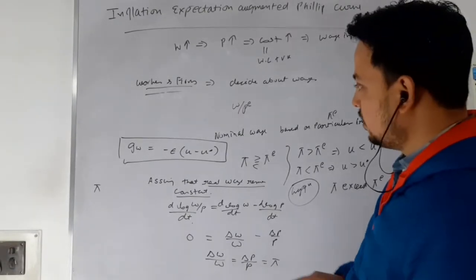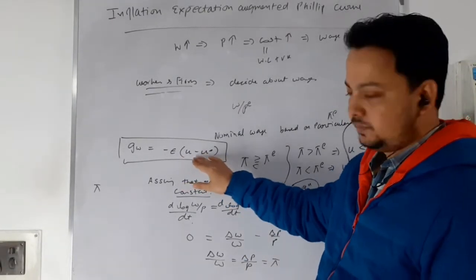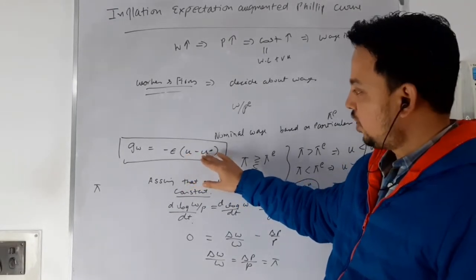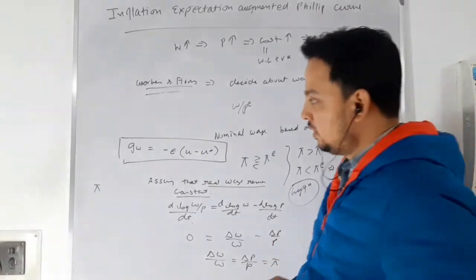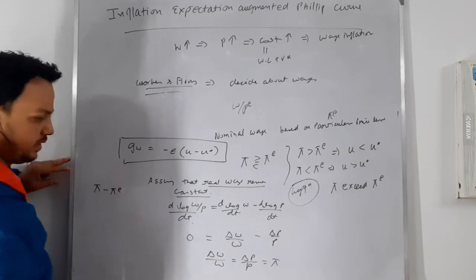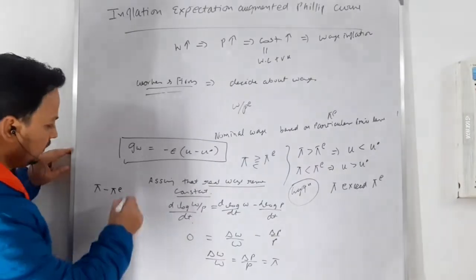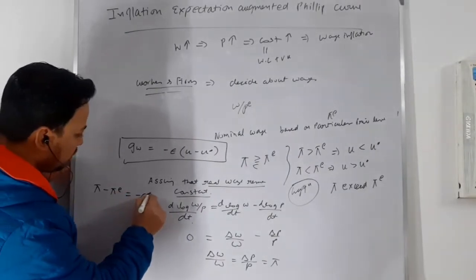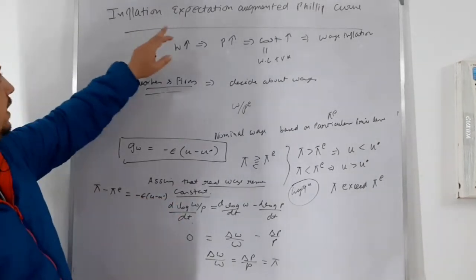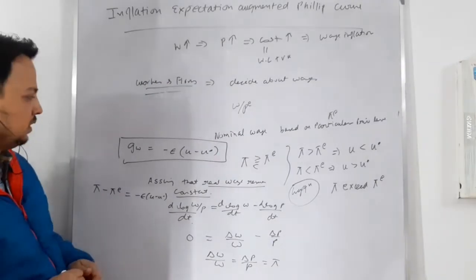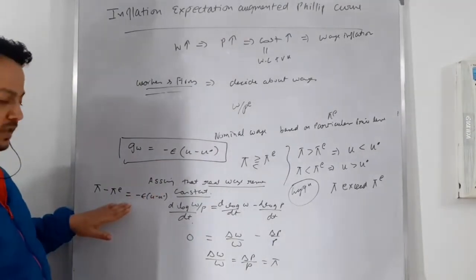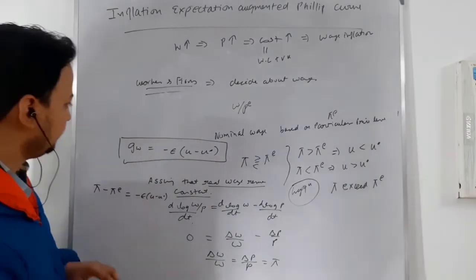So here the difference between actual unemployment and your natural rate of unemployment depends on the difference between actual inflation and expected inflation. So we can write this as minus epsilon (u minus u star). When I am talking about the inflation expectation augmented Phillips curve, my original Phillips curve will be redefined in this form. Let me write this one.